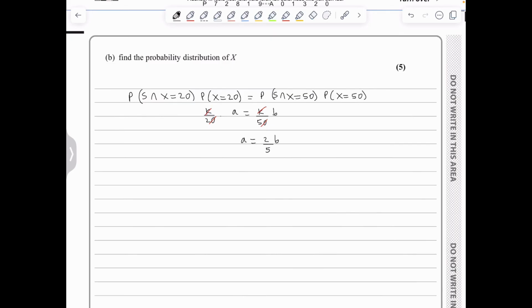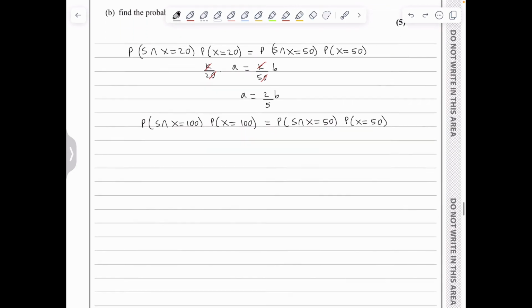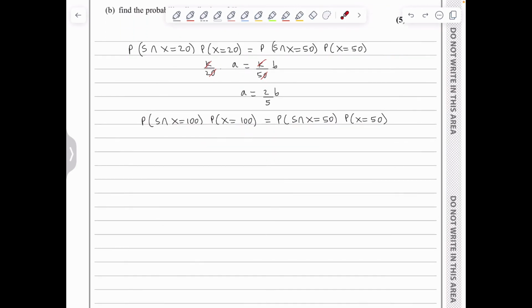And we can further say that the probability of S intersection x is 100 times the probability of x is 100 is the probability of S intersection x is 50 times the probability of x being 50. So this time we've got k over 100 times d is equal to k over 50 times b. So I will once more cancel out the k's, cancel out the 100 with the 50, leaving me a 2 here, and we get that d is equal to 2b. So I have expressed a, c, and d in terms of b.